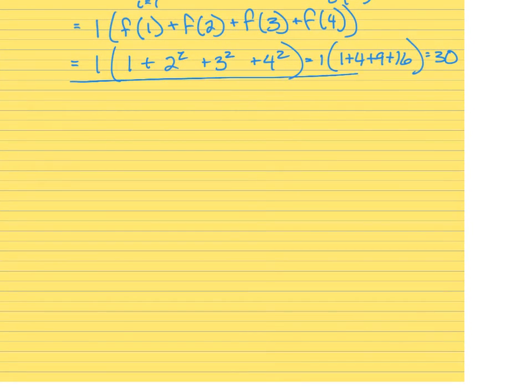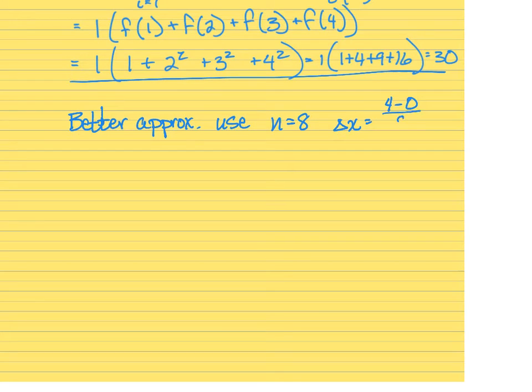Let's just do it one more time. I would say now if I want a better approximation, use a bigger n. So let's use n equals 8. So it's going to look like this. Delta x will now be (4 minus 0) over 8, or 1/2. The formula for the different i's is still a plus i times delta x, or just 1/2 i, which gives us each of the different x sub i's.